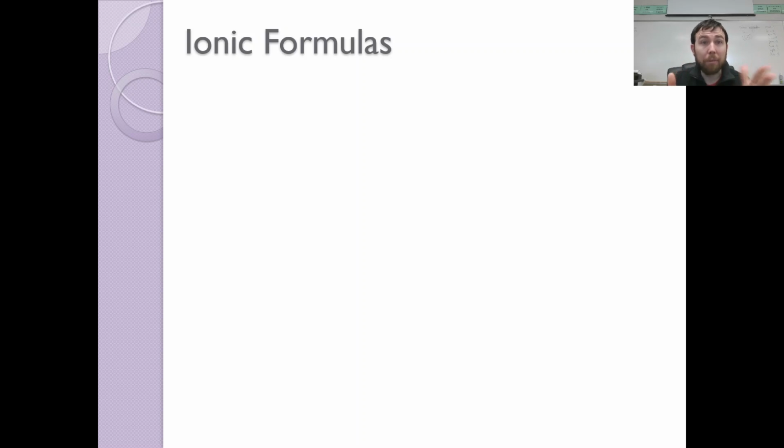Now, remember, if we're dealing with ionic formulas, that means we're dealing with compounds that contain a metal and a nonmetal, or you could think of it as a cation and an anion. In this particular case, you might be dealing with compounds that contain polyatomic ions. These are all things we need to consider as we talk about how we would write the formula if we're given a name.